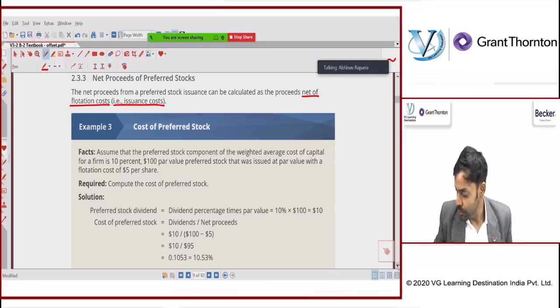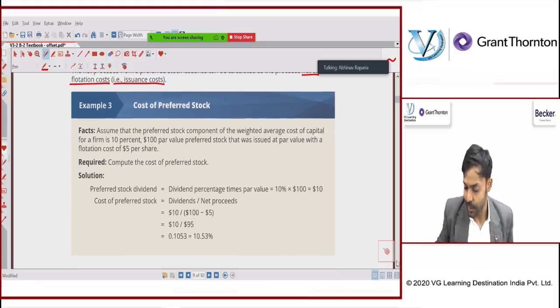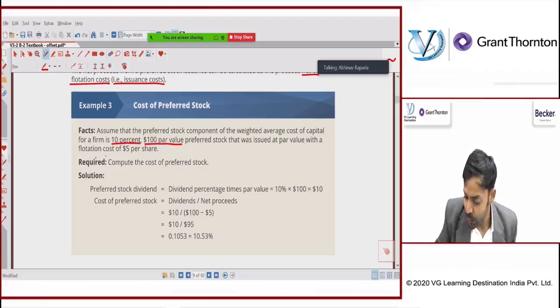So let's see the cost of the preferred stock. Let's do an example. Assume the preferred stock component of a weighted average cost of capital is 10%, with a par value that is issued at par with a flotation cost of $5. So the par value is $10, on which you will calculate the dividend, obviously. But when you calculate the denominator, you will reduce this amount, correct?